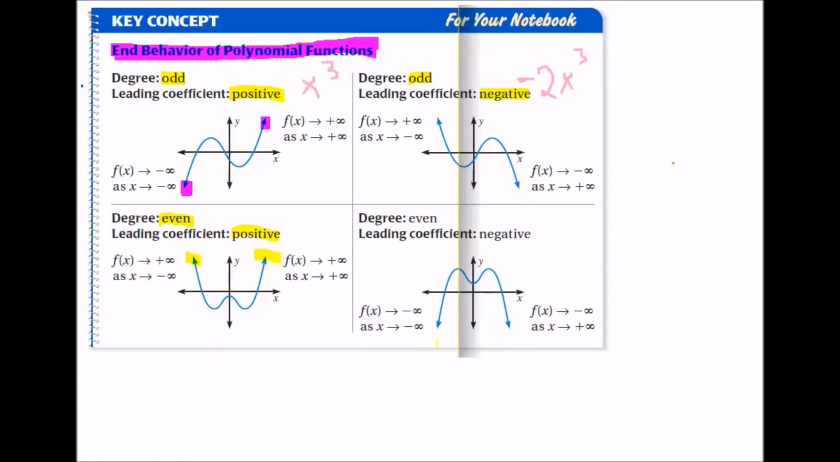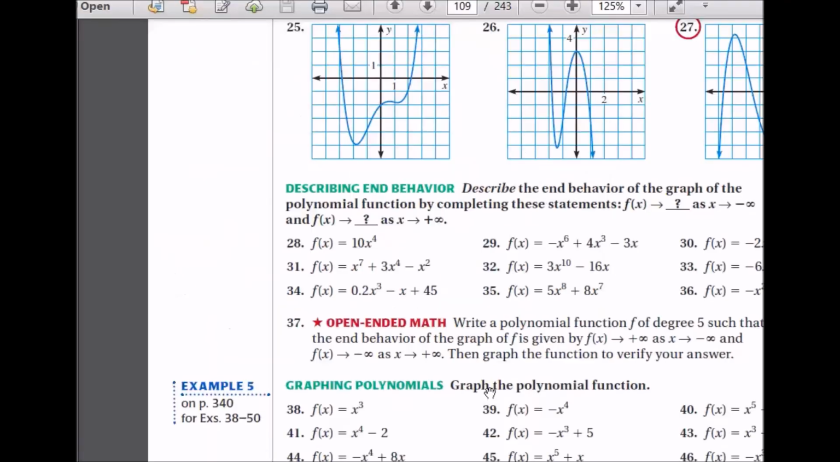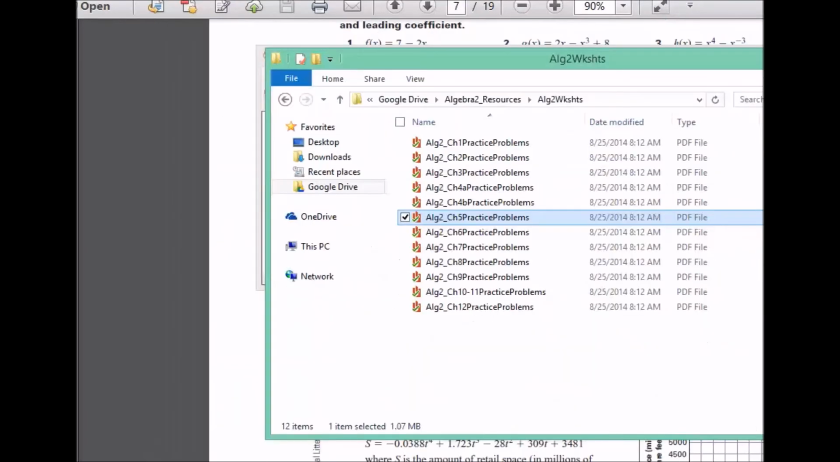It'll keep going positive. If the degree is even, but it has a negative leading coefficient, it'll continue on towards negative infinity in both directions with this shape. Now this will make a little more sense when we look at a couple examples.